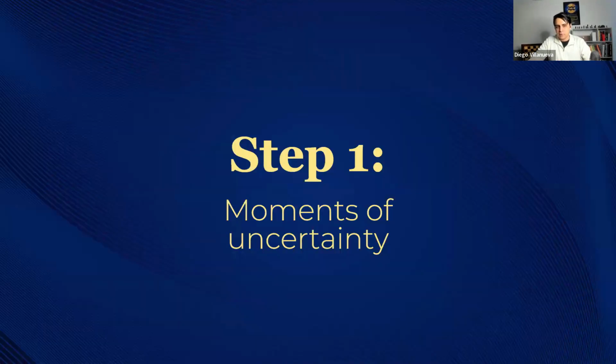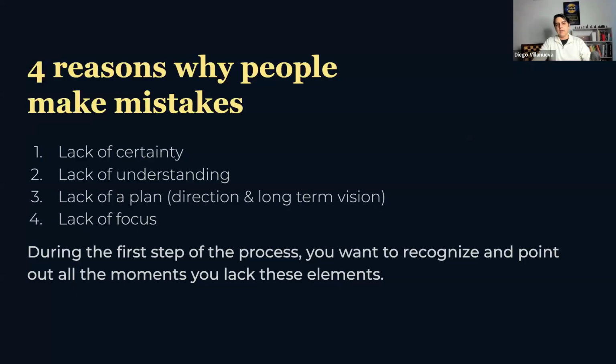This is again the three-step framework. Let's talk about the first step, and I call it moments of uncertainty. So basically, there are 4 reasons why people make mistakes in chess: lack of certainty, lack of understanding, lack of a plan, lack of focus. I'm going to explain in a second the meaning of all of these moments, but the idea is that in this first step, you want to spot all of these moments.